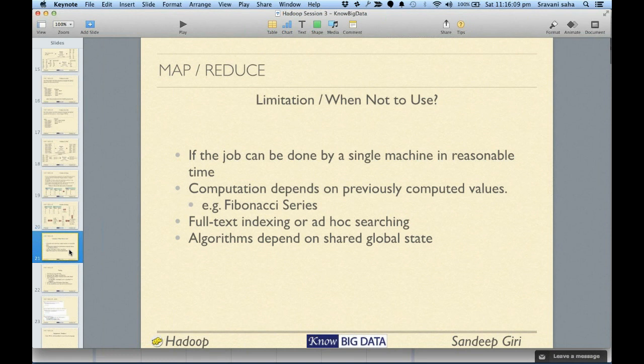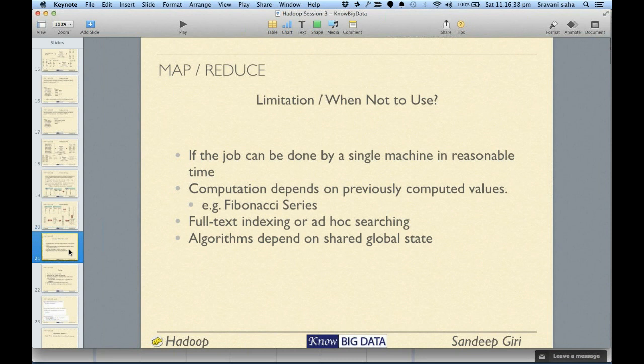And full text indexing or ad hoc searching is something where you don't want any batch processing and something which requires a boot up time, so you should not be using MapReduce. MapReduce is great for doing things in the background where you don't require an immediate response right away.